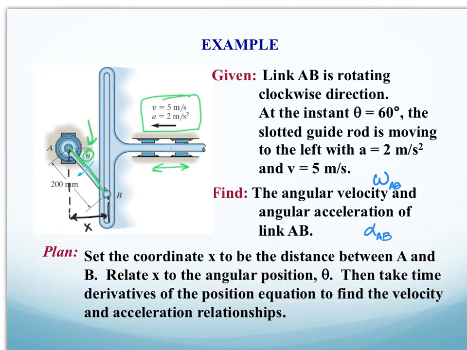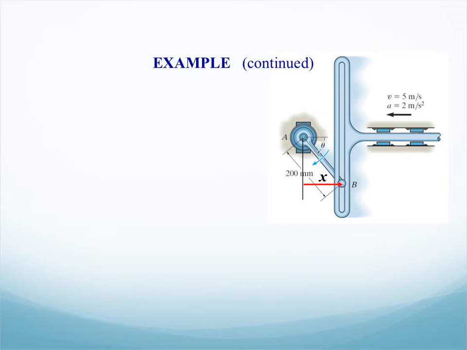So let's go where we have a little more room. Here's our value x. If I look at this triangle, this is also x, and we could write x as 200 millimeters times the cosine of theta. Now, because our velocities and accelerations are given in meters, I'm going to change it to 0.2 meters times the cosine of theta.